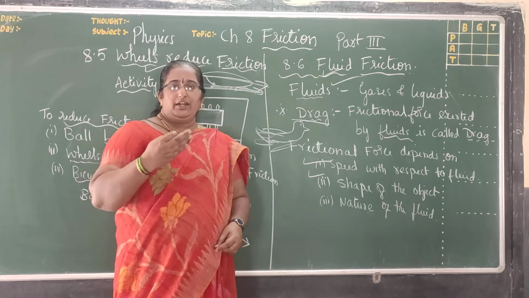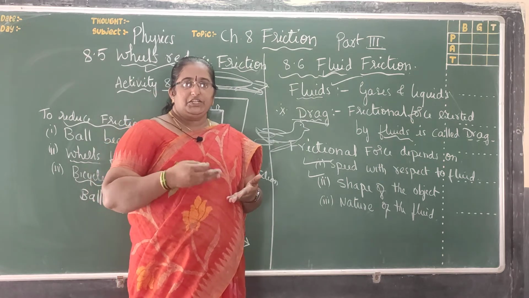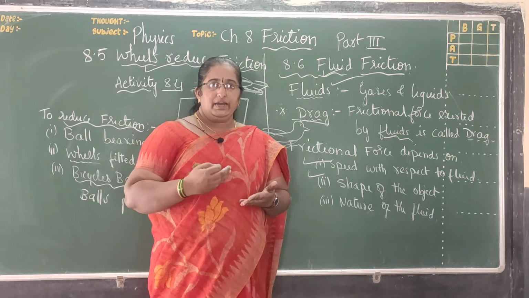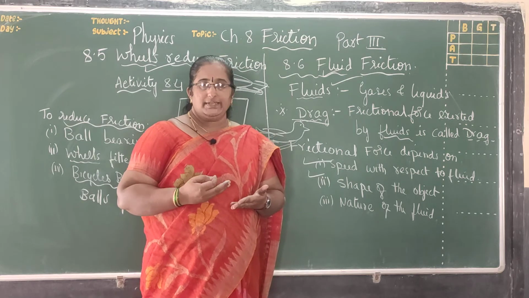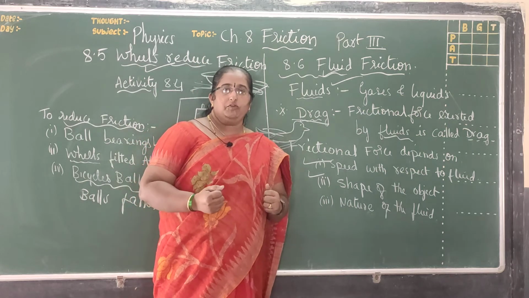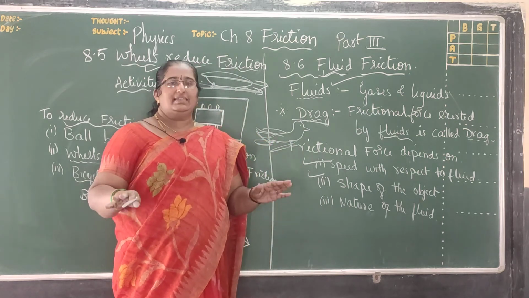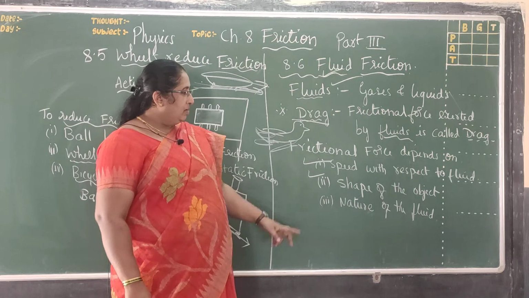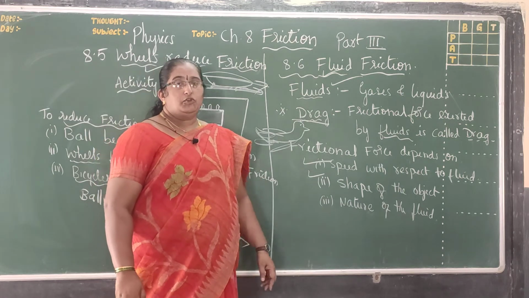That means it is going to reduce the drag, that is the frictional force exerted by the fluids. It is going to reduce it, and in that way it is going to reduce frictional force, and so it can fly easily. So the shape of the body also matters.